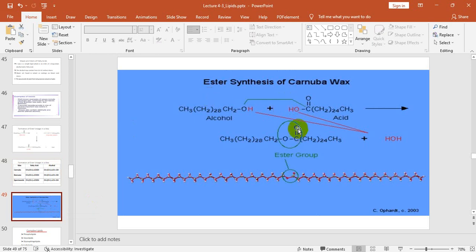So this is what I demonstrated earlier on, how an ester is formed for the synthesis of Carnauba wax. So we have H here and the OH here forming water. So it will have this CO and this O to form ester group, and this is the bond.